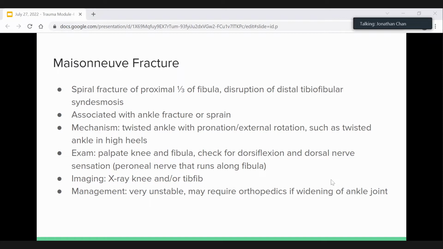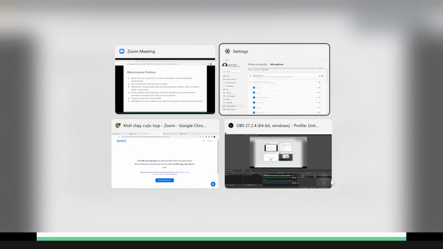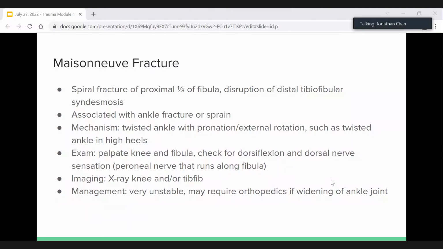So some of the things we can do is, if you're suspecting a Maisonneuve fracture based on the mechanism, you want to examine all the way up to the knee, including palpating around the knee and the proximal part of the fibula. You do want to check for dorsiflexion and dorsal nerve sensation of the foot, because the peroneal nerve runs along the fibula to the dorsal part of the foot. So that's a part of the exam that you can double check and make sure they have sensation there.